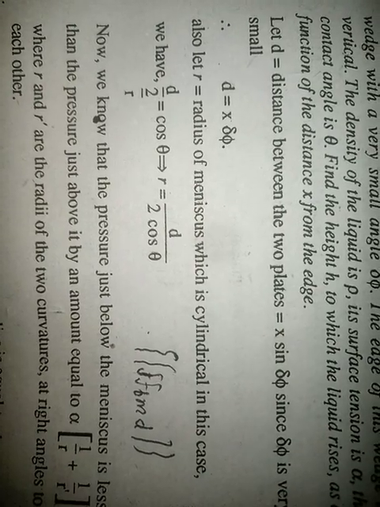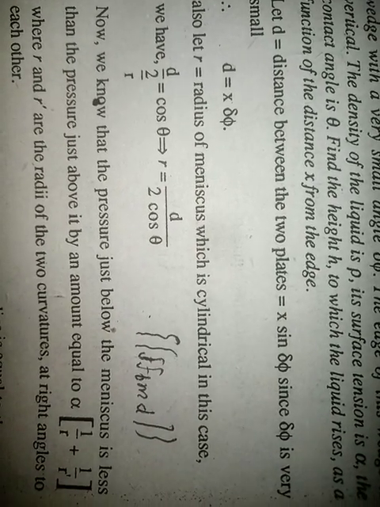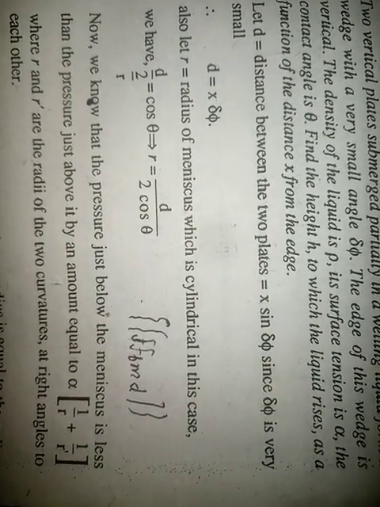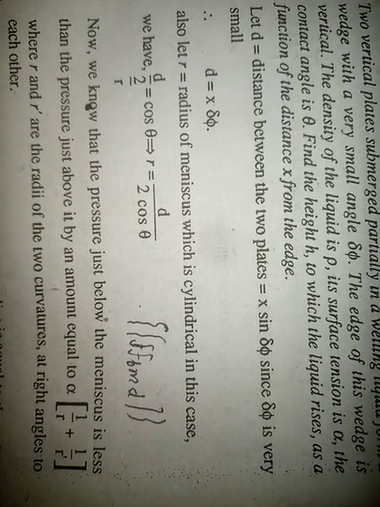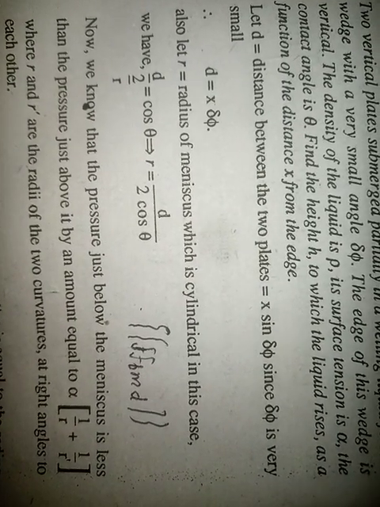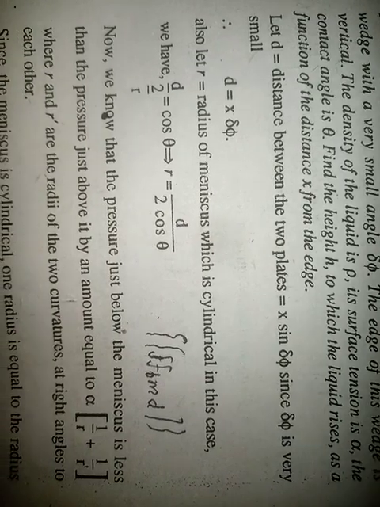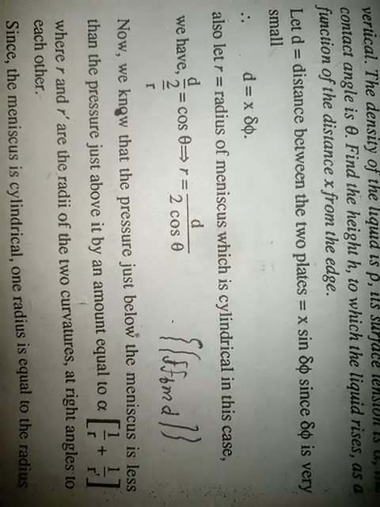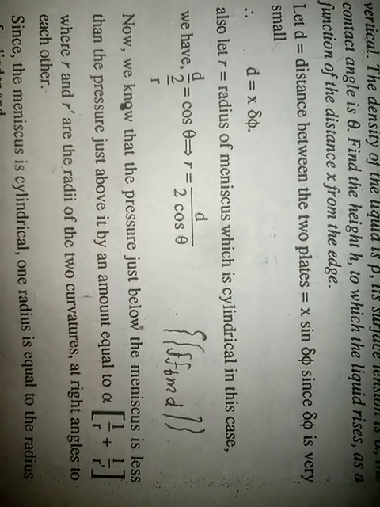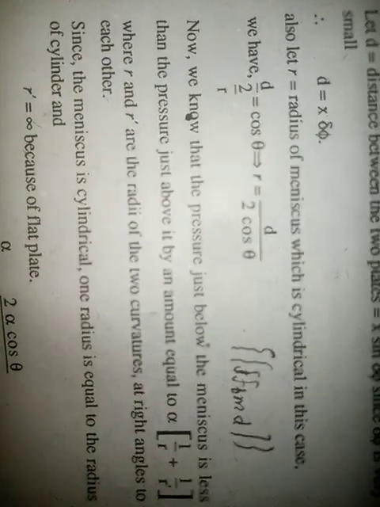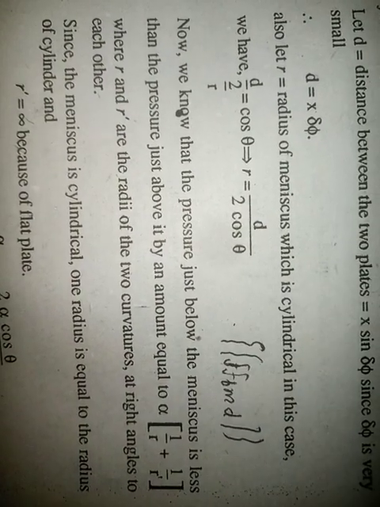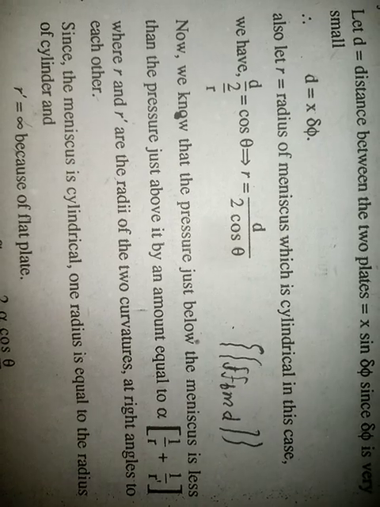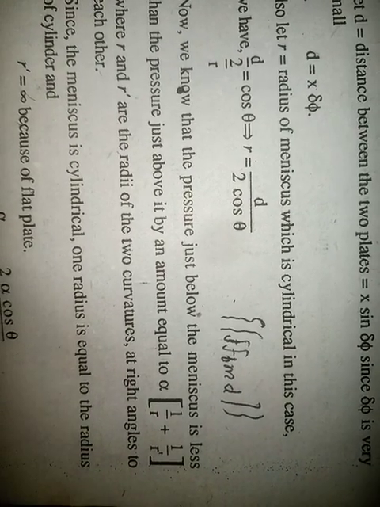Let d equal the distance between the two plates, equal to x sine delta phi. Since delta phi is very small, d equals x into delta phi. Also let r equal the radius of the meniscus, which is cylindrical in this case. We have (d by 2) by r equals cos theta. This implies r equals d by (2 cos theta).